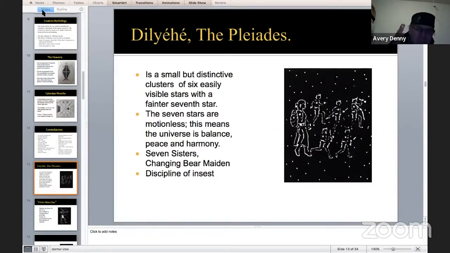The other one too is about the winter ceremony, Yeibichi, called Nightway. The six dancers and then the patient or the practitioner. So they will come in as early as October in the night sky.